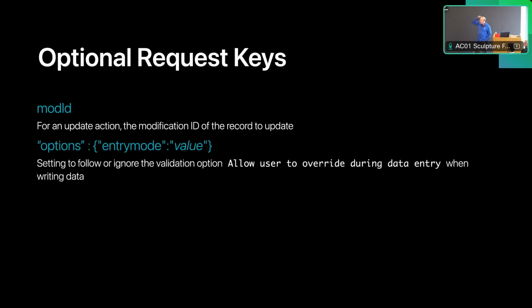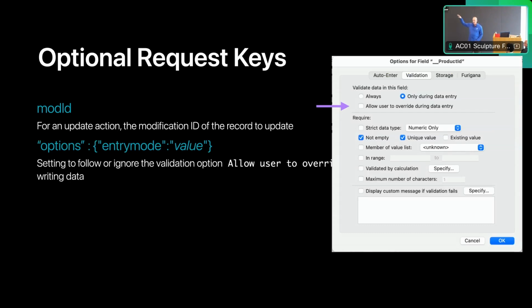There's also a couple of options. This is an options object with two name-value pairs inside of it. The first one is entry mode, and this is the setting that you're going to use to either follow or ignore the validation option, "allow user to override during data entry" when you're writing data. And that would be found right here on the validation tab of your options for the field.